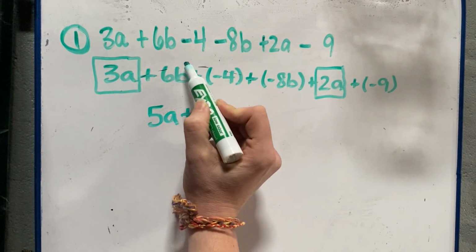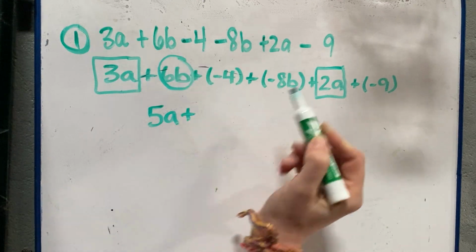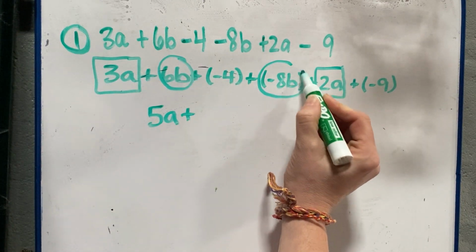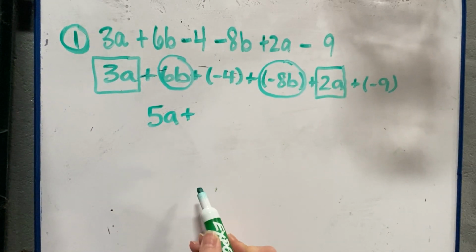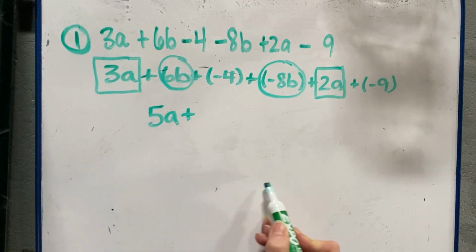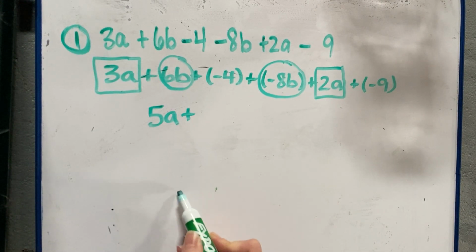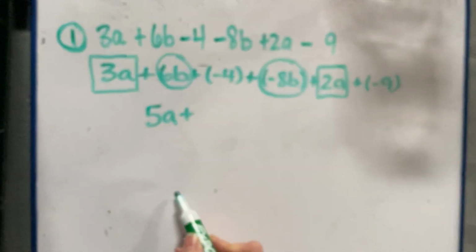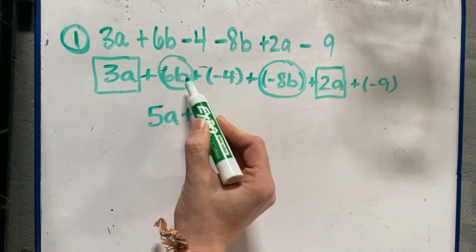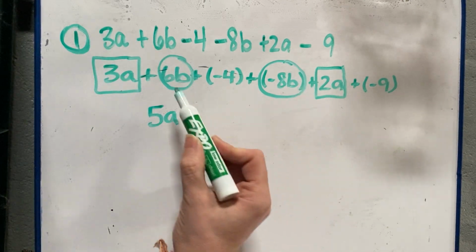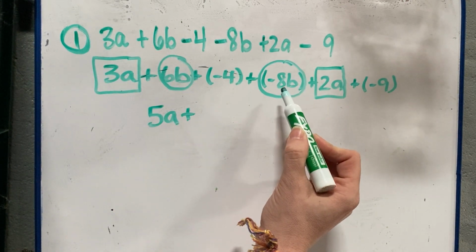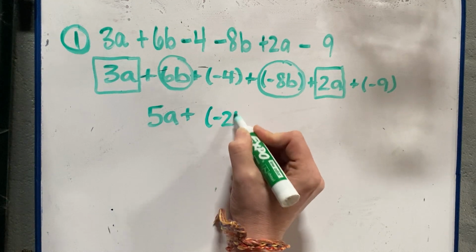Then we've got 6b and a -8b. So if I'm thinking about my number line, if I go forward 6 and back 8, I should be at a -2. And I'm just looking at those coefficients because they're both b's. So forward 6, back 8 would give me a -2b.